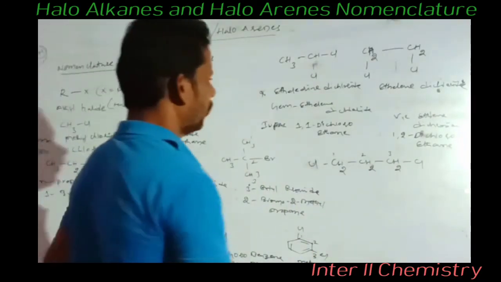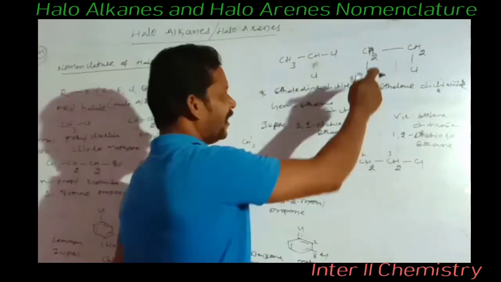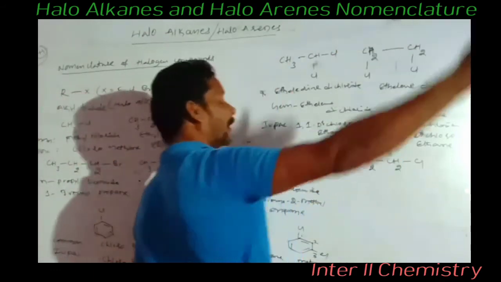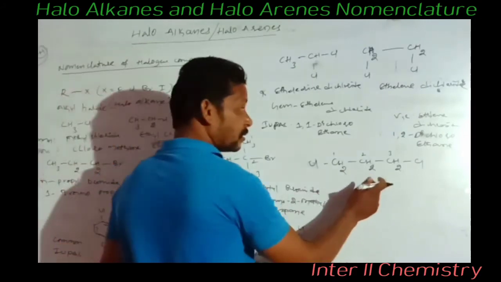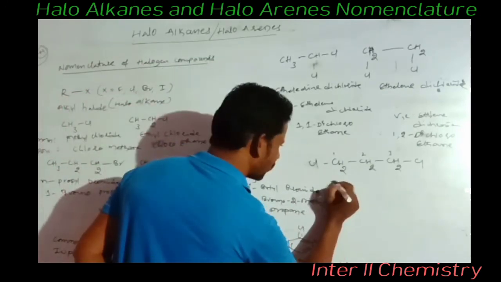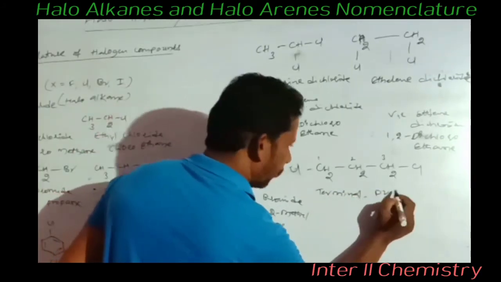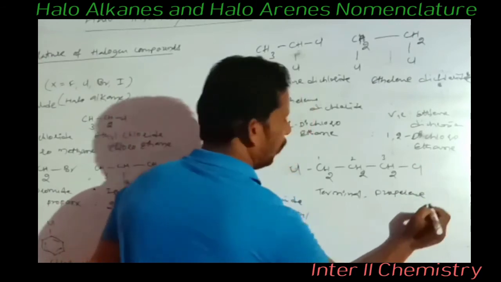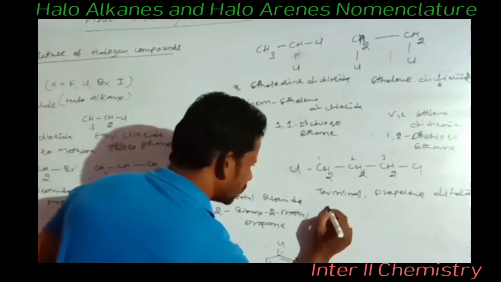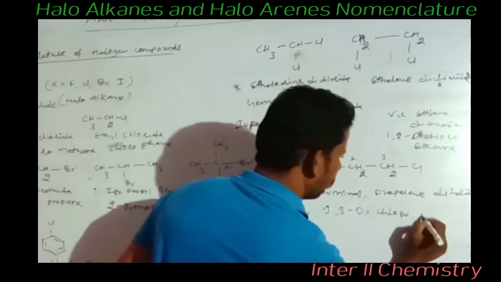Here the two halogen atoms are on the same carbon; here these two halogen atoms are on adjacent carbons; but here these two halogen atoms are on terminal carbons. That is why this dihalide is called a terminal dihalide. So you have to write it like this: terminal propylene dihalide. What is the IUPAC nomenclature? We can write 1,3-dichloropropane.